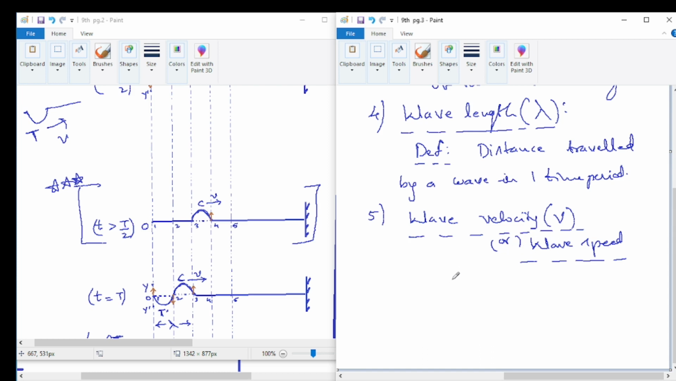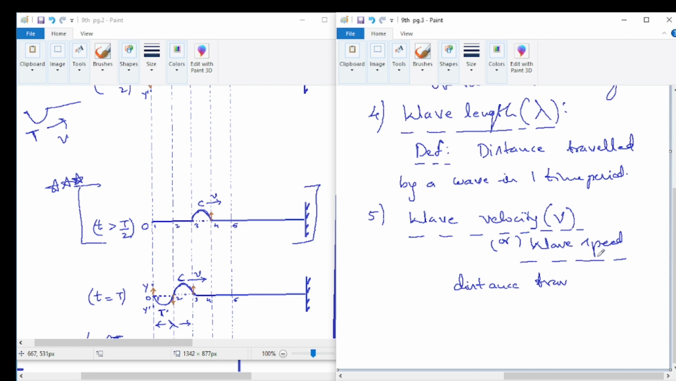How is velocity or speed defined? Distance traveled in 1 second, or distance traveled in unit time. That is how speed or velocity is defined. Or more accurately, velocity is not just defined by distance but by displacement, because velocity is a vector quantity. The quantity similar to distance but vector is displacement. So velocity is defined in terms of displacement actually, but for wave velocity only the magnitude is important. Direction is not important. That's why, especially for waves, it can also be called wave velocity or wave speed.